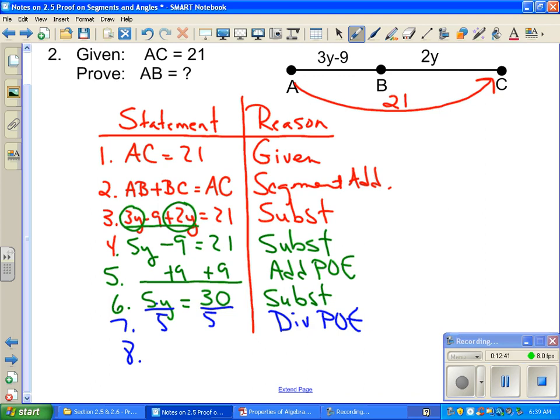So last but not least, the 5's cancel out on that y, and 30 divided by 5 is 6. And I substitute the answer in because 30 divided by 5 is 6. Now the question didn't ask me to find what y is. The question asked to find AB. And we know that we take that and plug it in the expression that they've given us for AB. So let's show how to get that kind of work now.